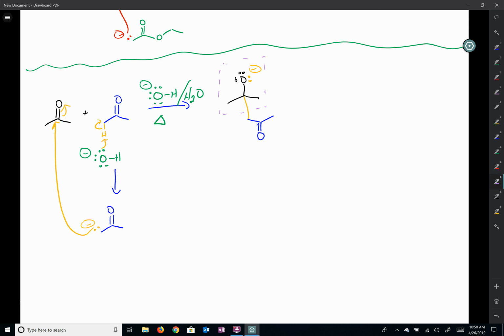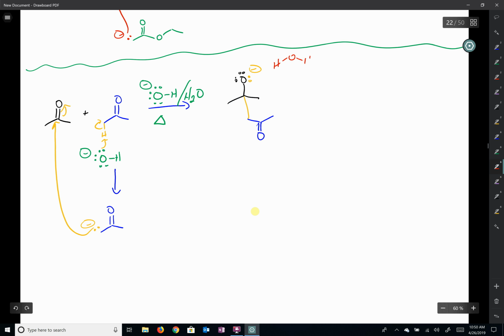We don't have a good leaving group, so we can't really slam down a pi bond. We're not going to kick off carbons, right? That's not going to happen. So we don't have a good leaving group, so we're kind of, let's say, stuck right here. So that negative is looking for something to help out, right?